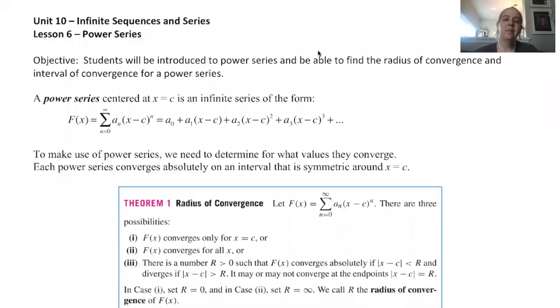Hi, everybody. Good morning. We've reached the last part of the last unit. So we are still in infinite sequences and series. We're looking at unit 6, power series. Power series are a very specific kind of series.